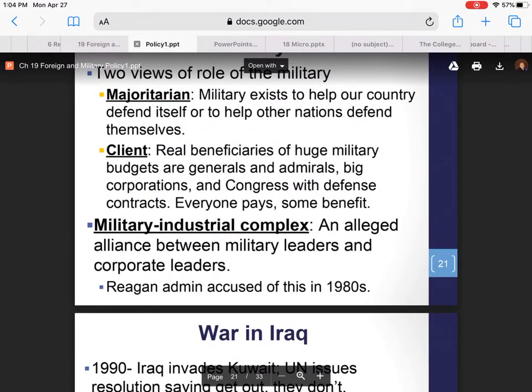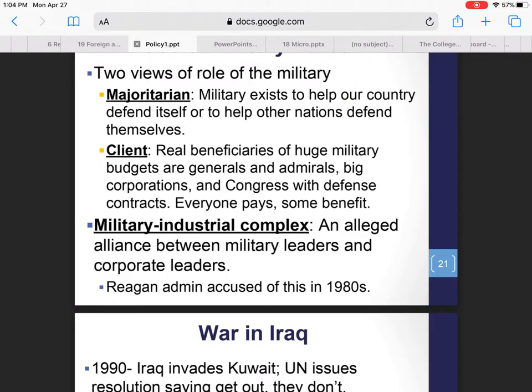Hey, last big idea I want to talk about is called the military-industrial complex, and this really kind of goes back to this idea of interest groups and the bureaucracy.